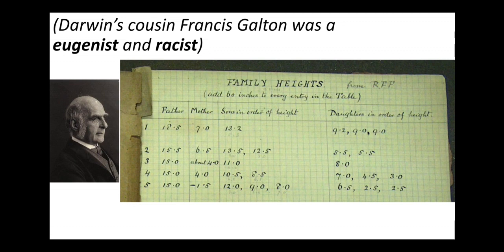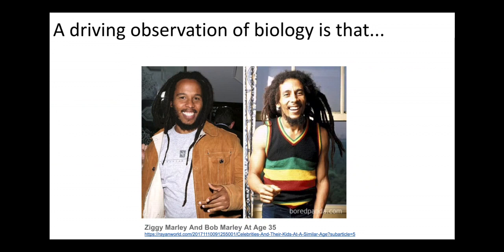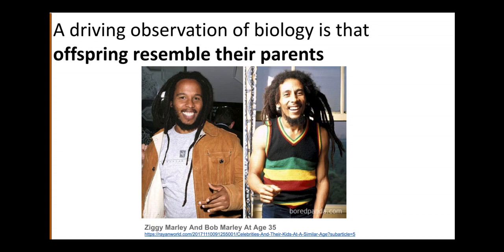So a driving observation in biology is that offspring resemble their parents. This is a picture here of Bob Marley and his son Ziggy Marley. My kids are really into Bob Marley these days. And just as Bob Marley's sons resemble him, my children resemble me. This is an observation human beings have had since the beginning of time. And so biologists, especially the last 200 years, have been trying to unpack why and how this happens.